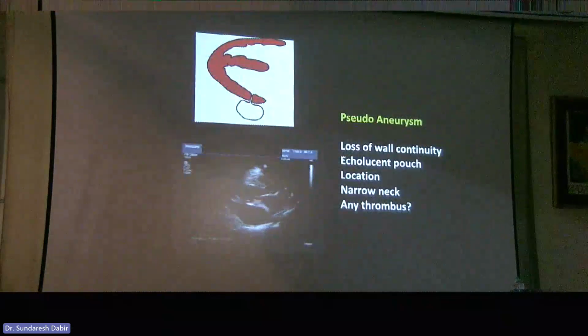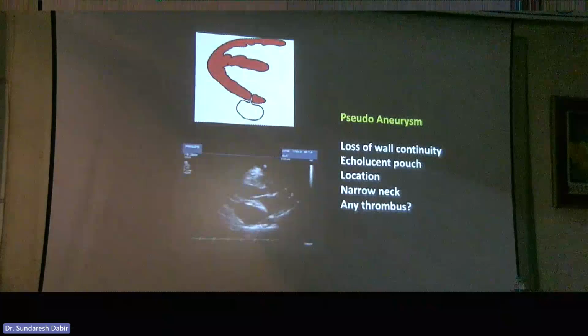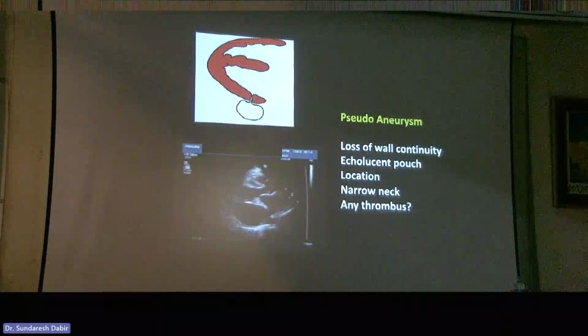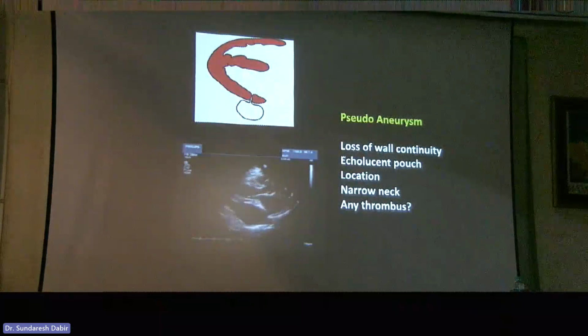Now, the other side of the free wall rupture is a pseudoaneurysm. Here again, there is a rupture, there is a loss of continuity. As you can see here, there's no muscle here at all, so there is an abrupt loss of muscle. And then this is a tract, so the blood from here goes into the pericardium. What the pericardium does is seal it off. Fortunately for the patient, it forms a pouch here, and this is where the collection happens. When you see a very narrow neck, it is more likely to be a pseudoaneurysm, and you have to identify where it is, in terms of location, which wall it is. And whenever you see a pseudoaneurysm, look for a thrombus.